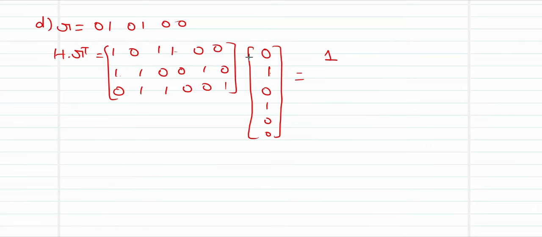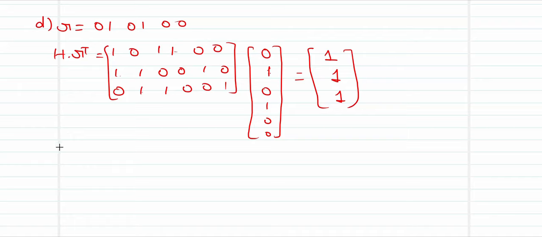1 into 0, but this 1 into 1 will give me 1. And next this position has 1, but here it has 0. This position has 1, here it has 0. So you need not bother. Now 1 into 1 is going to be 1, and the remaining positions are going to be 0. So now I have a syndrome 1 1 1.